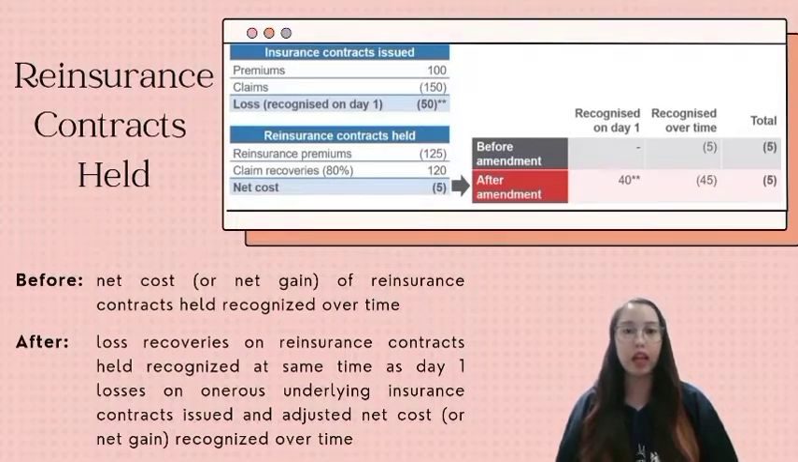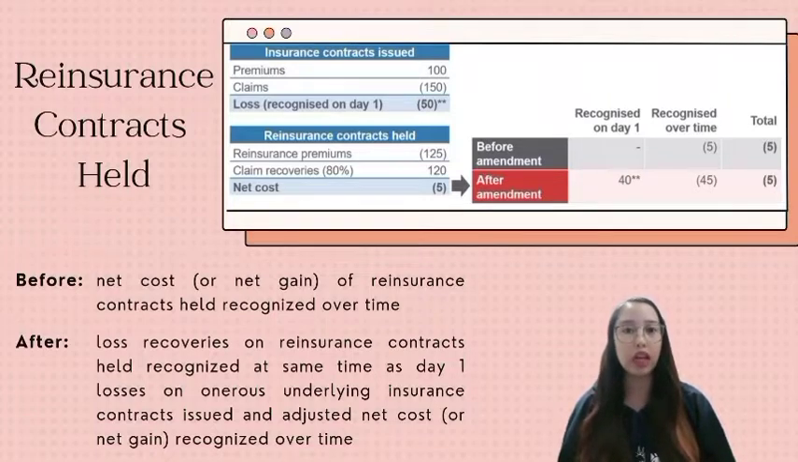And in-address po ng amendment na to yung mismatch by requiring po yung mga entity na i-recognize yung mga loss recoveries at the same time ng pag-recognize nila ng losses sa initial recognition ng underlying insurance contracts. So may example po dyan sa screen nyo. Pinapakita po niyan na si entity po ay nag-issue po ng isang onerous insurance contract and nag-expect po sila na magkakaroon po sila ng loss na 50 and i-recognize po nila ito immediately sa profit or loss on day 1.